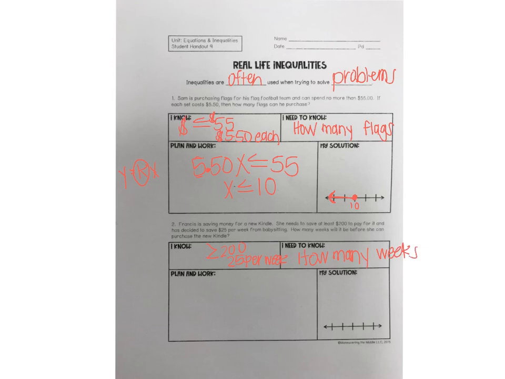Haley? 25 times x equals 200. Not equals, has to be greater than or equal to 200. Very good. So 25x has to be greater than or equal to 200. Therefore, x will be greater than or equal to 8. On your solution, closed dot at the number 8. Shade everything to the right to show your solution.